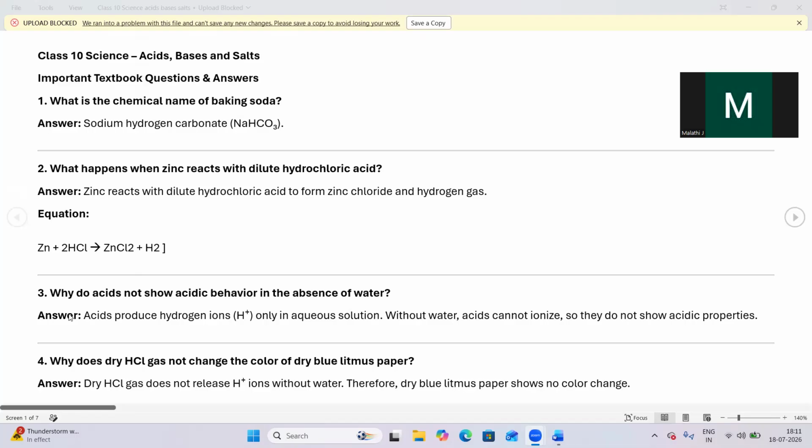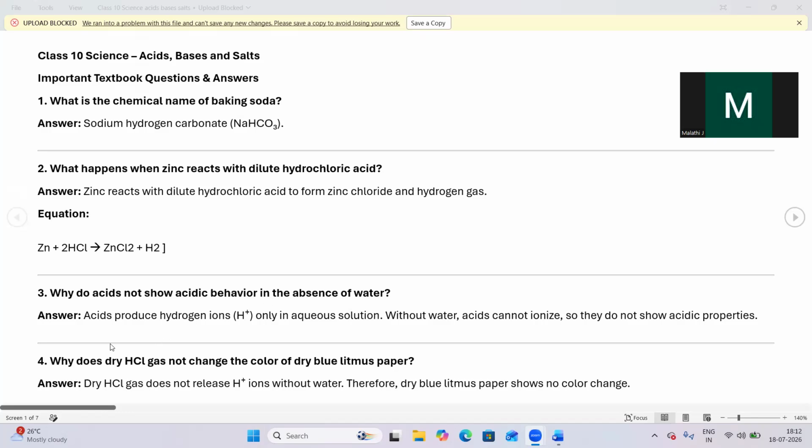Then third question, why do acids not show acidic behavior in the absence of water? Acids produce hydrogen ions only in an aqueous solution. Without water, it will not completely dissolve. If it does not dissolve, it will not produce any ions and will not conduct electricity. So acids cannot ionize, so they do not show any acidic properties.